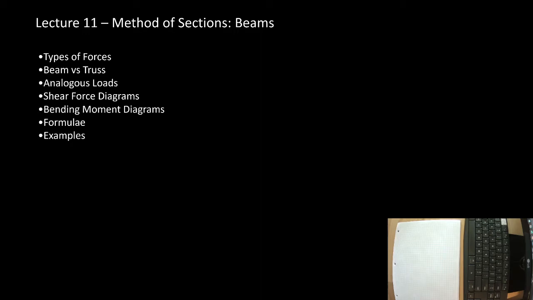So today's lecture is very much focused on calculations. We're going to introduce an idea, but it's not that much different from what we talked about last week, so I'm just filming the whole thing in our downward calculation mode. We're quickly going to look at types of forces, and then I'm going to talk you through beam versus truss, so why we can use method of sections for beams the same way we could for trusses, even though we're looking at something different.